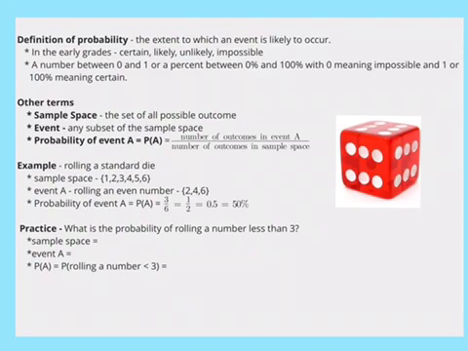So the probability of event A, the probability of rolling an even number, would be 3 outcomes out of 6 outcomes. So 3/6, which we could reduce to 1/2 or the decimal 0.5. For a probability, you can either write it as the decimal 0.5, or you could write it as the percent, 50%. So there's a 50% chance that I would roll an even number if I was rolling a standard die.